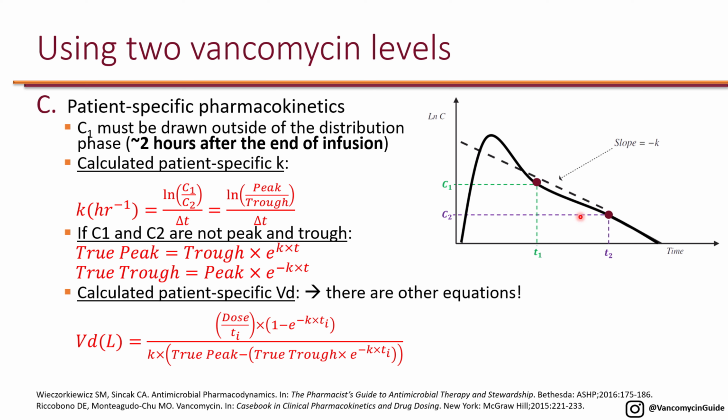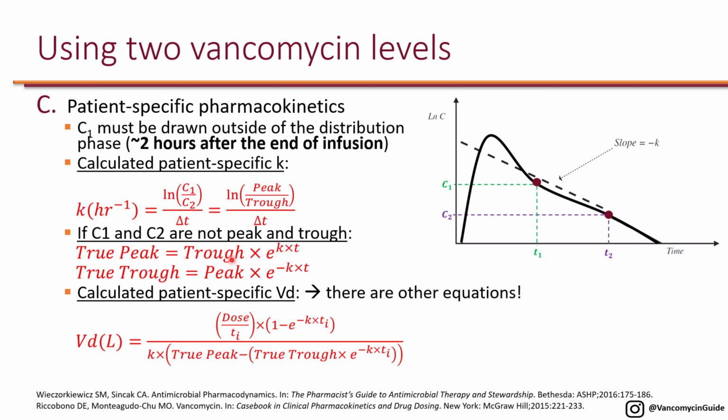correct line. Then we use the equation from first order kinetics to calculate k, and the delta t is the time it takes from C1 to C2. So T2 minus T1 will give you delta t. And then using this individualized k, we can actually calculate the true peak, because whatever C1 we get, that's not the true peak. The true peak would be impossible to draw, because if we actually draw a level at the end of infusion, it would be inside the distribution phase. So we have to calculate the true peak, and we can basically use the first order kinetic equations.